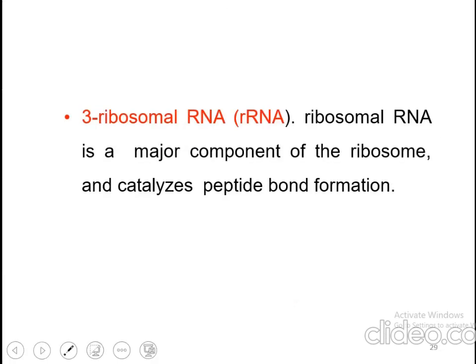The third type of RNA is ribosomal RNA, represented by rRNA. Ribosomal RNA is the major component of the ribosomes. It catalyzes peptide bond formation, which occurs between amino acids when they join together to form the protein molecule. So ribosomal RNA performs the function of a catalyst. It catalyzes, or speeds up, the peptide bond formation.